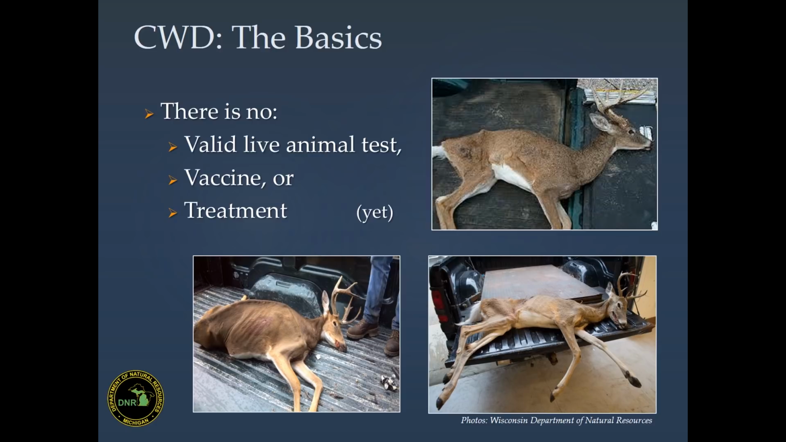We know with chronic wasting disease that there is no valid live animal test, which means there's no way to detect this disease reliably in a living animal. There's also no vaccine, no treatment, and no cure. And I put "yet" in parentheses on the slide here, because there are a lot of people actively working to find these things, but as of right now, we don't have those kinds of tools that we really wish we did to help combat this important disease.